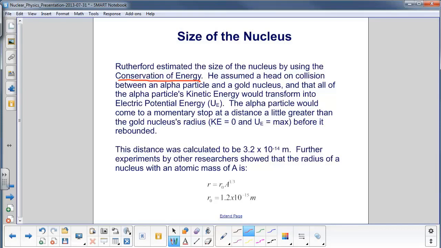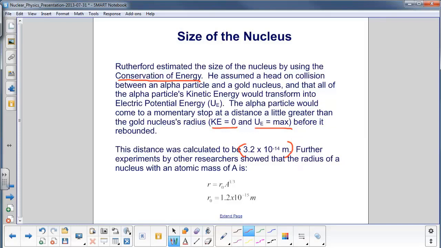The repulsive force from the nucleus between the nucleus and the alpha particle, and the initial kinetic energy of the alpha particle which was shot at the gold nucleus. So at that point you would have the kinetic energy equal to 0 and the electric potential energy would be a maximum, and then the alpha particle would rebound away. So Rutherford calculated that the radius of the gold nucleus would be 3.2 times 10 to the minus 14th meters.